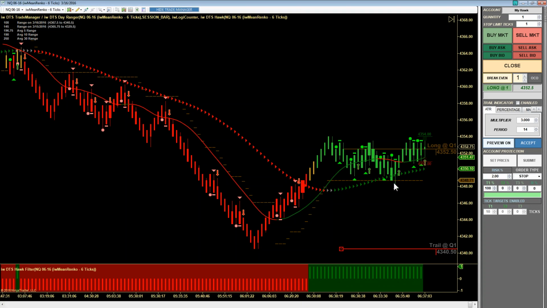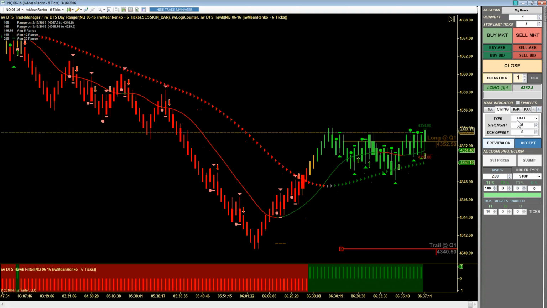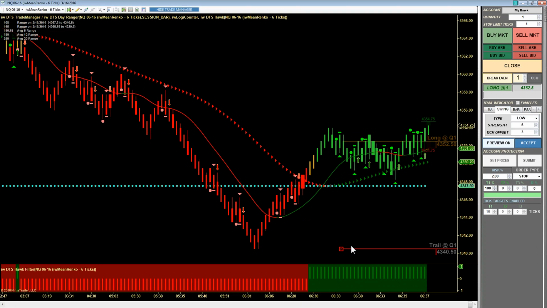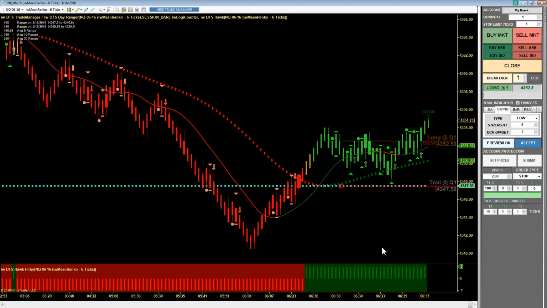All right, I'm debating whether or not I should roll my stop in below this little swing that we have right here. In fact, I can go with the swing strategy and perhaps give it 3 ticks off of the low. Sure, let's do that. So now you see Trade Manager took my stop from down here, rolled it up below the low, which is my stop strategy that I'm currently using.